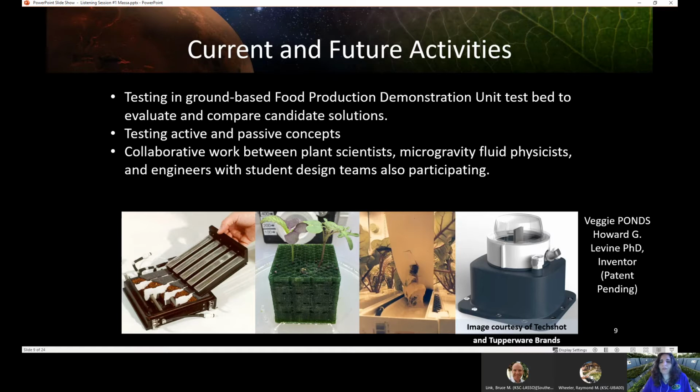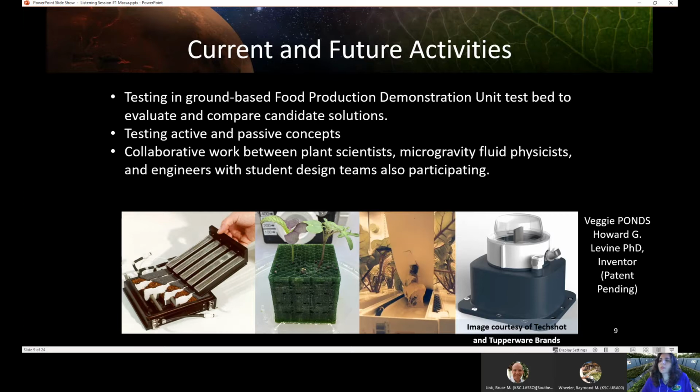And NASA actually recently awarded 5 grants to different universities and industry partners to develop water and nutrient systems that will effectively provide both water and oxygen to the root zone of plants. We've been testing active and passive concepts, and I think a variety of things has been looked at.